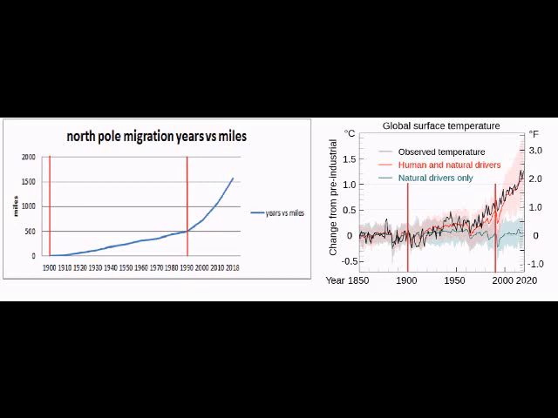Now on the global surface temperature chart on the right, we've got the two red marks at the exact same time periods. And what we see is a slight indication of a 0.5 degree rise in Celsius in temperature from 1900 to 1990. And then after 1990, nearly a 1 degree rise in Celsius in temperature from that point on.